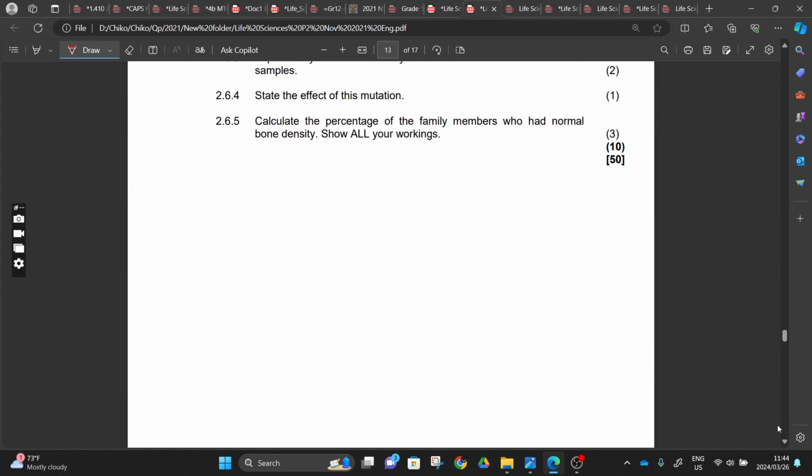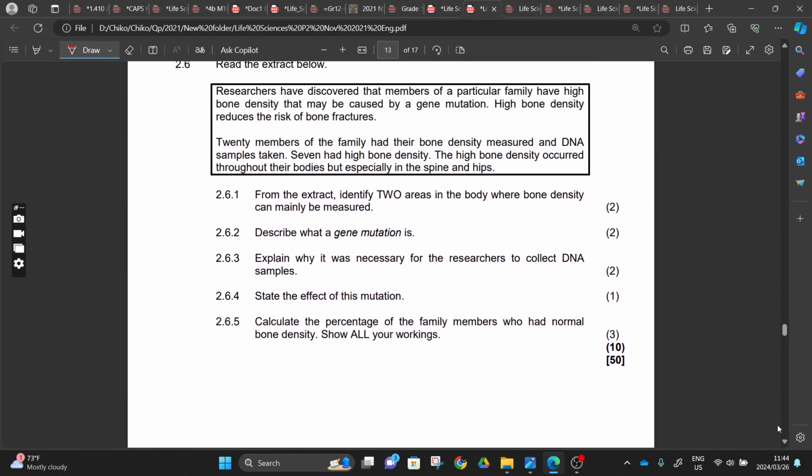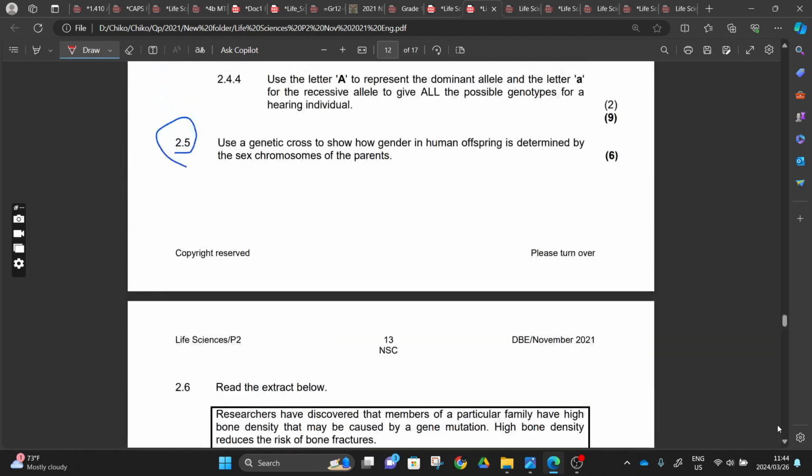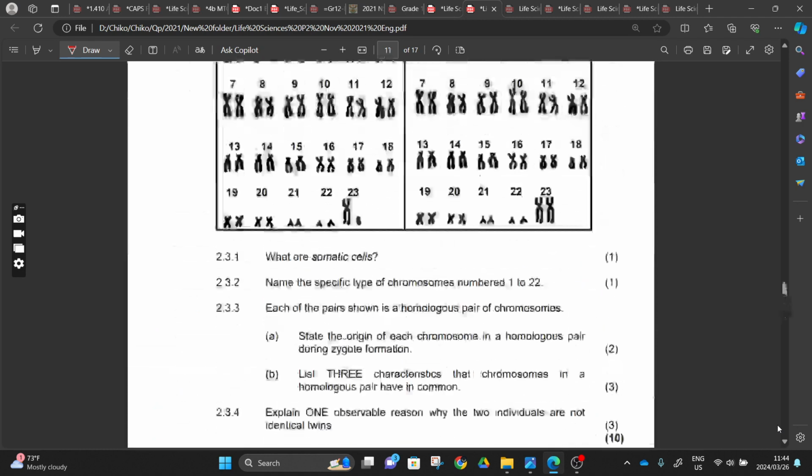In this question paper, we are not going to focus on eyes. Maybe an example, this one, it was November, the last question paper. We don't have ears, so that's what we have. Then we also have 2.5 here.